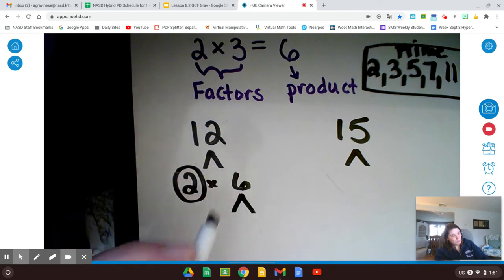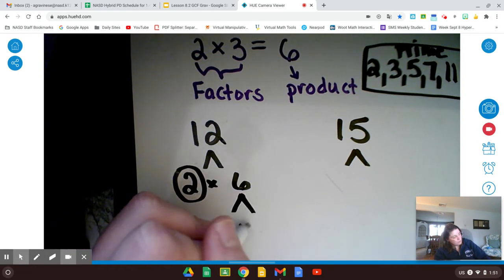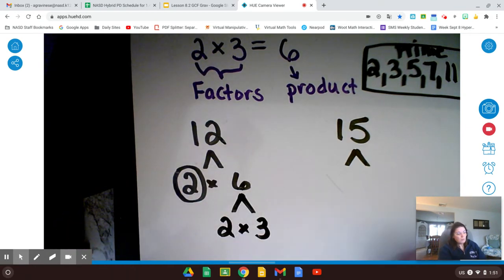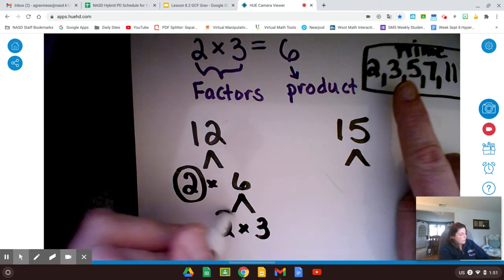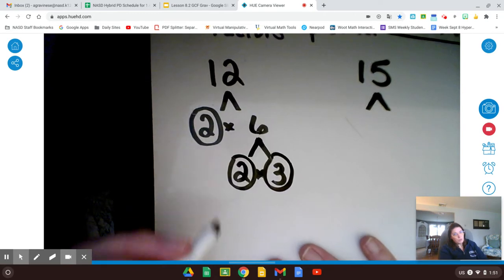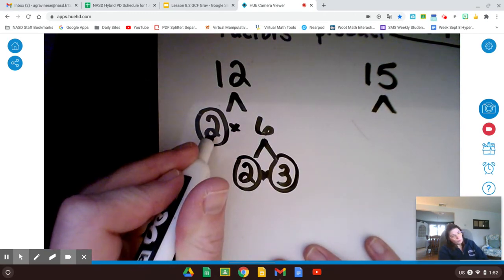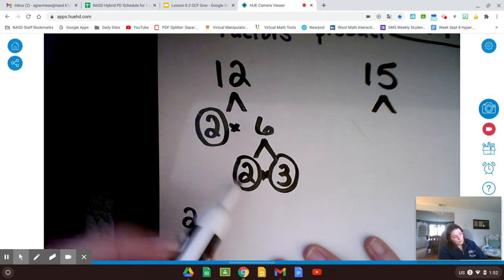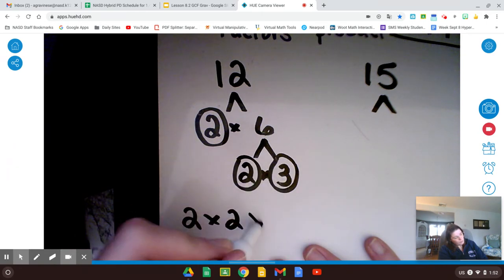What multiplies to make 6? 2 times 3. 2 and 3 are both prime, so we circle them. So what is the prime factorization of 12? 2 times another 2 times 3.